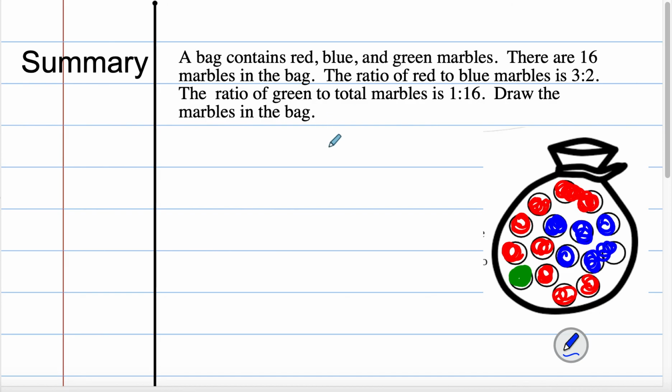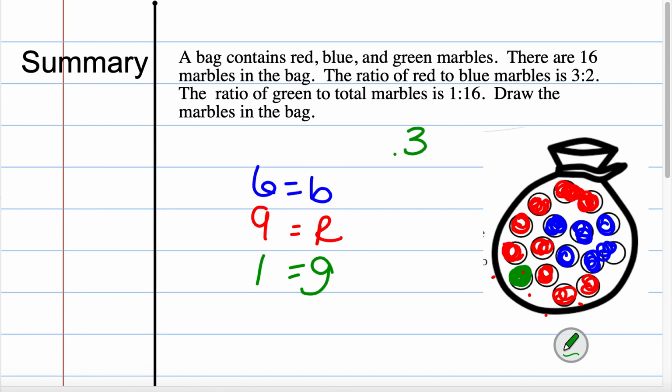And you will notice I have 6 blue, 1, 2, 3, 4, 5, 6, 7, 8, 9 red, and 1 green. So let's see if that's right. 3 to 2 is supposed to be red to blue. So 9 to 6 would be the factor of change, times 3. So that's the way my bag would work.